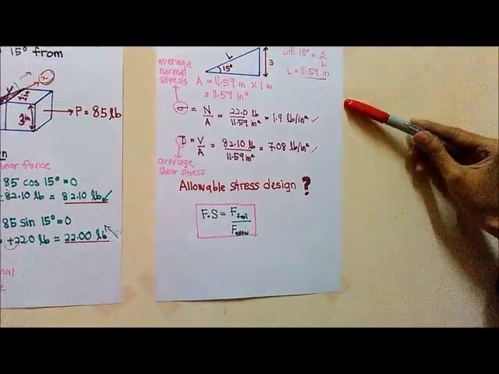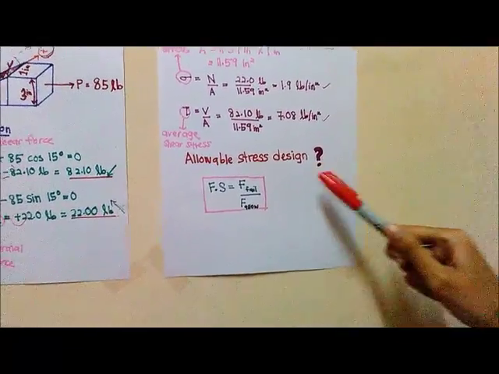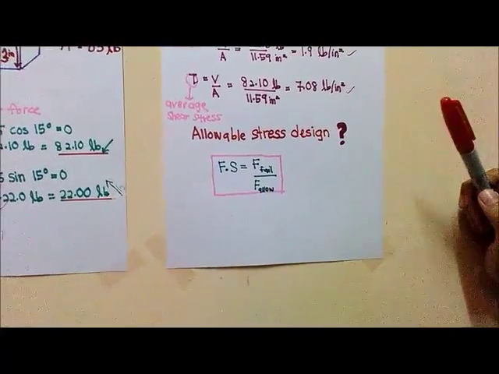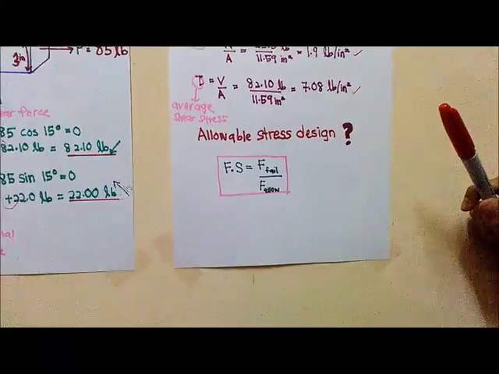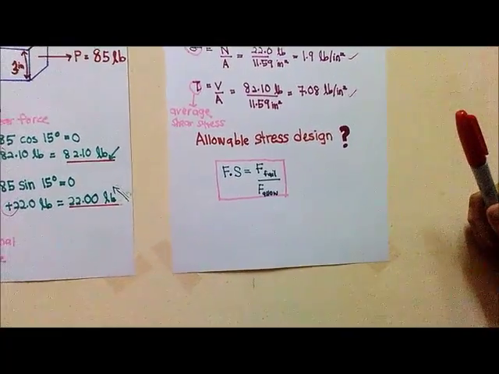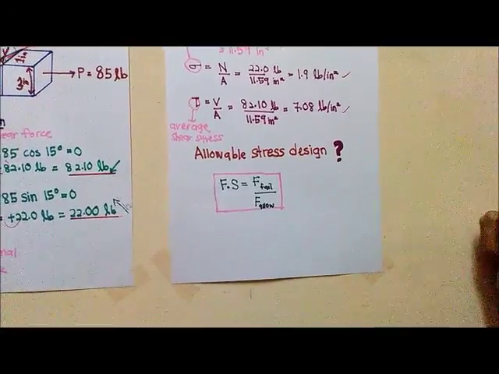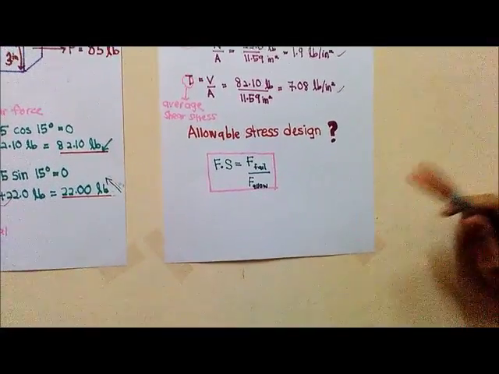Okay, so done with the example, we move on to the allowable stress design. Okay, so what is it? When we're building a structure or any mechanical element, the load applied has to be less than the load the element can fully support. If the load is too big for the element to support, then the structure will fail.